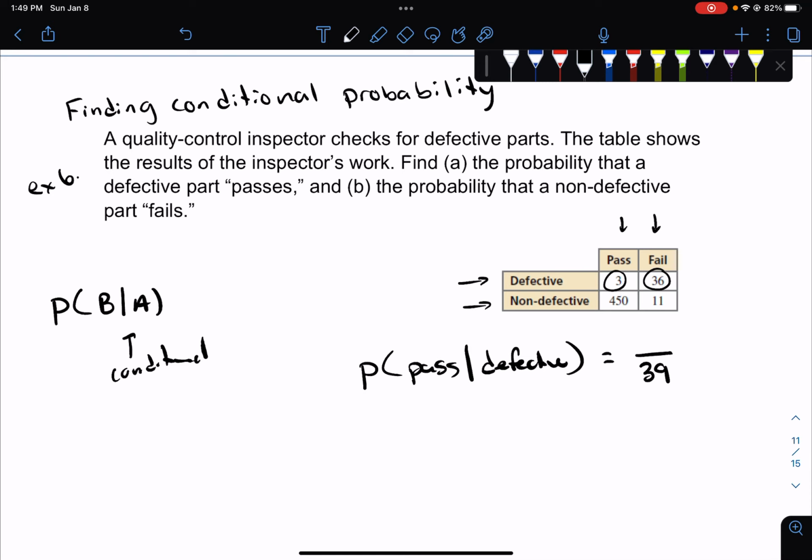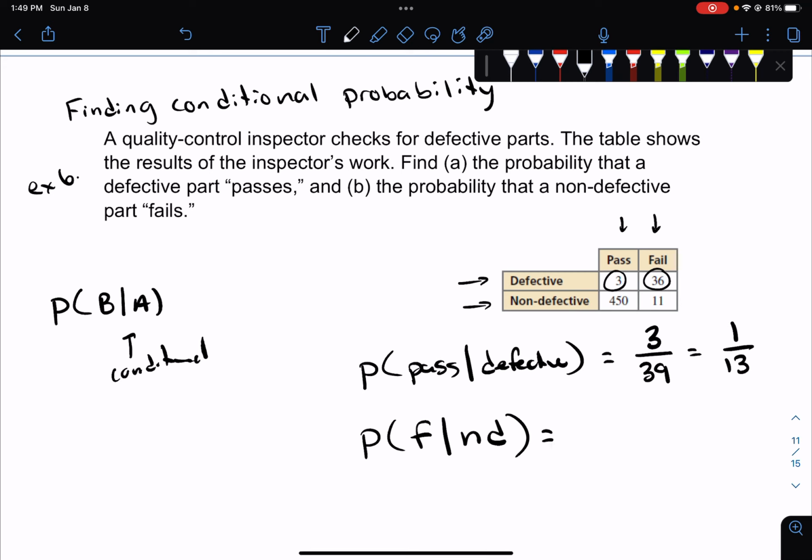How many of those passed goes on top. 3 out of the 39 passed. So that would equal 1 out of 13. So 1 out of 13 defective parts don't get caught. They actually pass. Then it says, what's the probability that a non-defective part fails? So what's the probability that a part fails if it's non-defective?